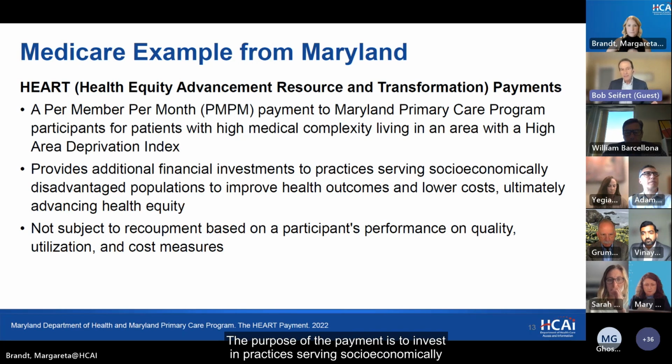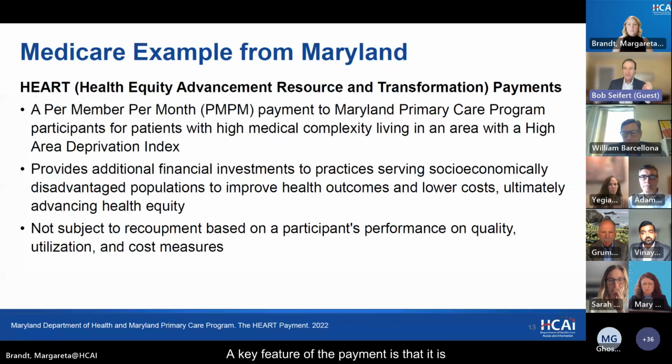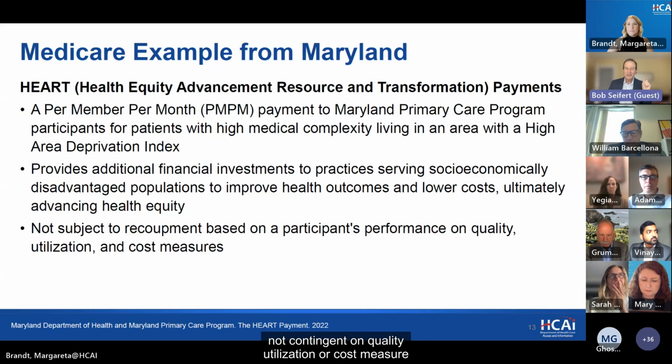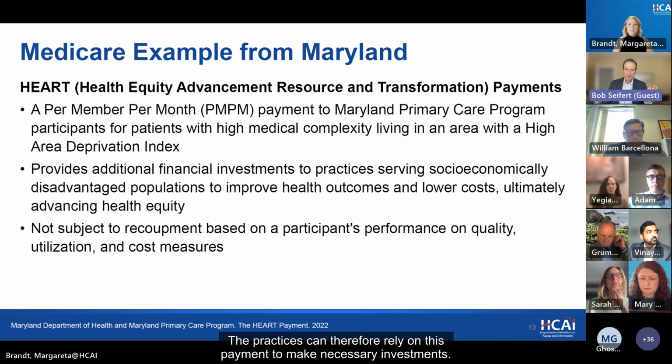The purpose of the payment is to invest in practices serving socioeconomically disadvantaged Medicare populations with the goals of improving outcomes, reducing costs, and advancing health equity. A key feature of the payment is that it is not a payment for performance. That is, the payment is not, at this point anyway, contingent on quality, utilization, or cost measure performance or improvement in those areas. The practices can therefore rely on this payment to make necessary investments.